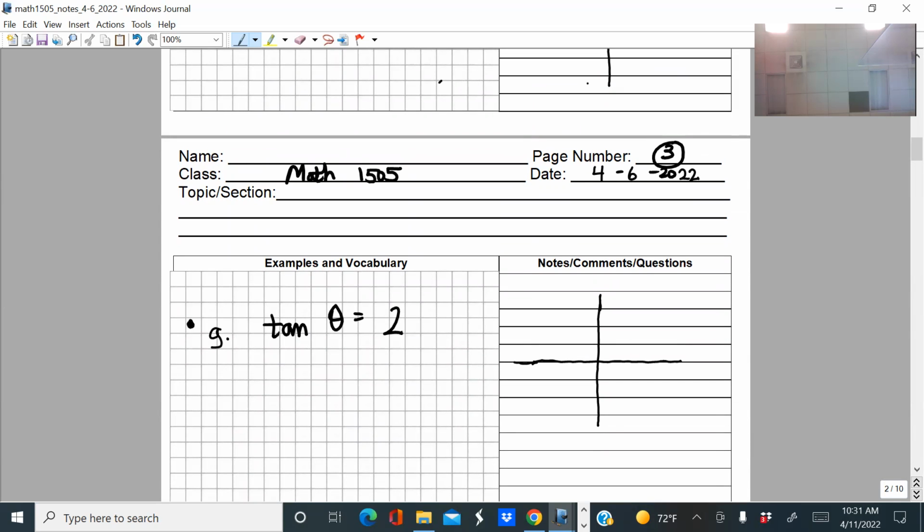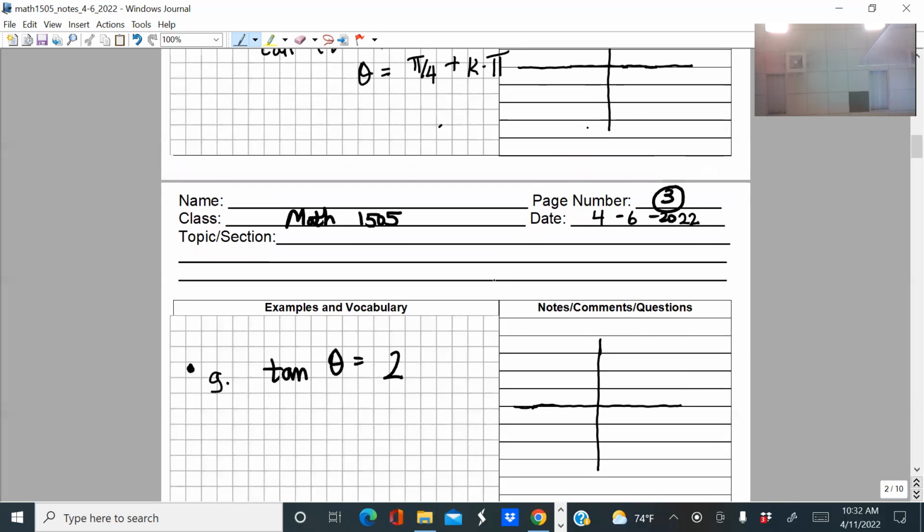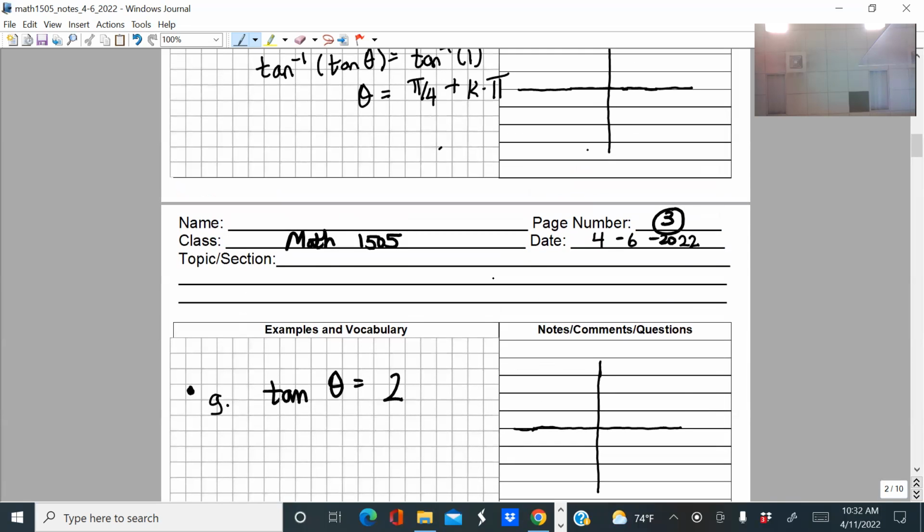Tangent of theta is 2. You need your calculator here because this is not a special angle. Okay, so you need your calculator. Try to put it in radian mode. It really doesn't matter if it's in radian mode here at all, because once you get the solution, do the same thing that we did in this prior example. So really the answer is just kind of a number 2.